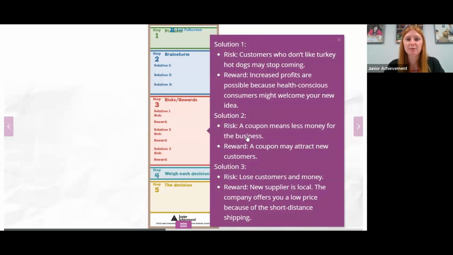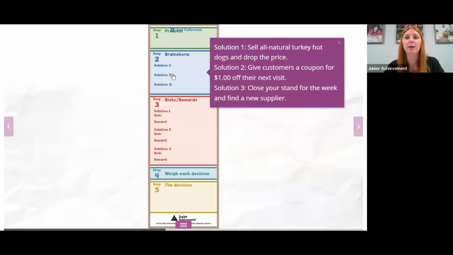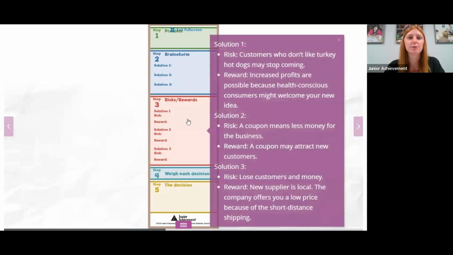So there's obviously risks and rewards to everything. I wouldn't have the students write down all these words. It's a lot, and they don't have the capacity or time for that. So what I would do is have them write down just a word. So for brainstorm, I'd have them write down turkey hot dogs, or solution 2, coupon, or solution 3, close down, something like that. Risk and rewards is the same. So for solution 1, risk, we're going to say might stop coming.